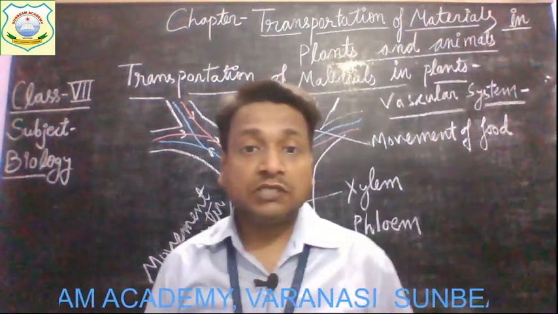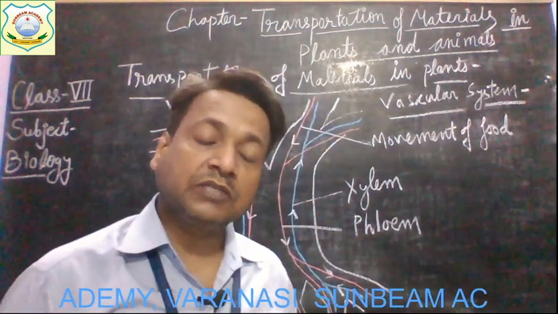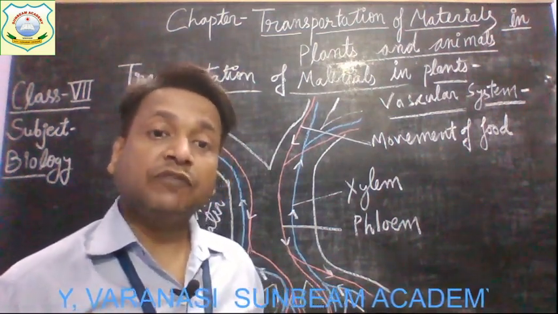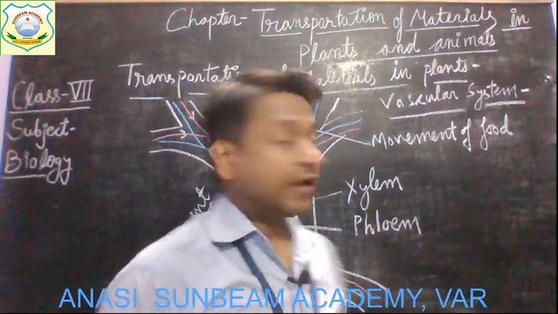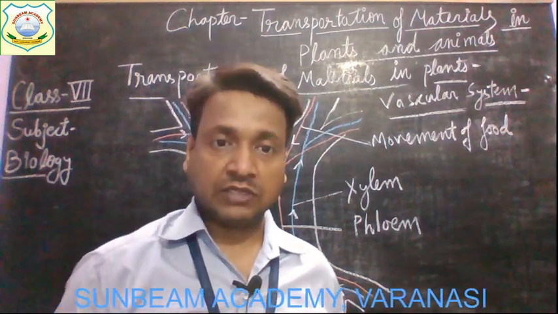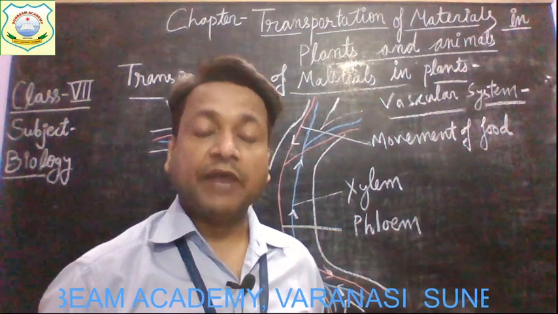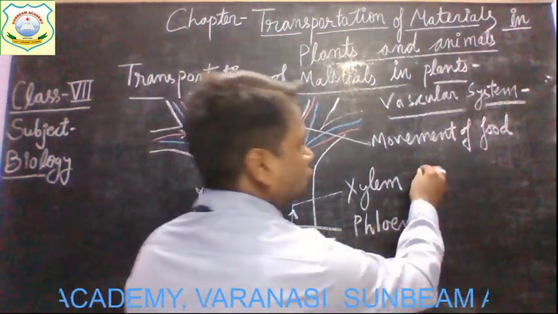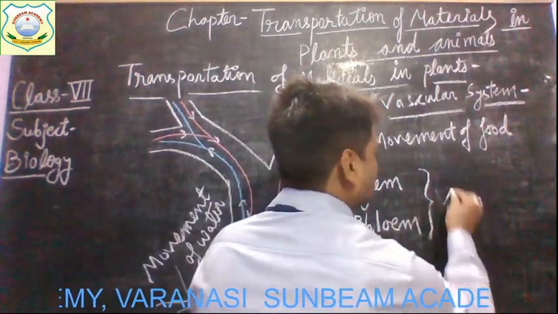So children, vascular system means a system in the plant body which is responsible for the transportation of materials. It is composed of specialized tissues which are called vascular tissues. So the vascular system is made up of a special kind of tissues or group of cells, and these tissues are known as vascular tissues. And these vascular tissues are of two types, the xylem and phloem. So these both together are known as vascular tissues.